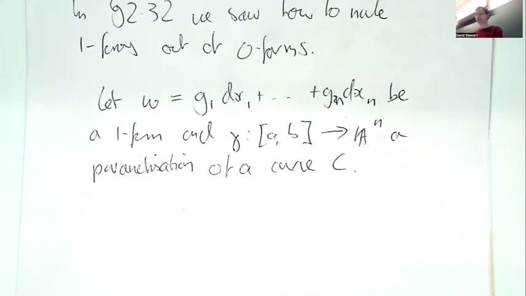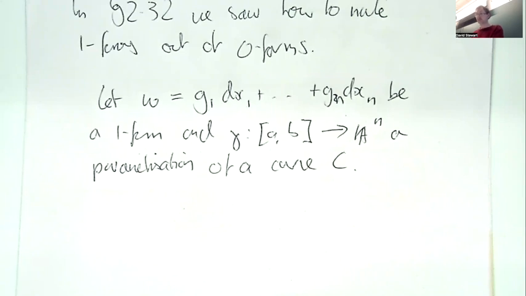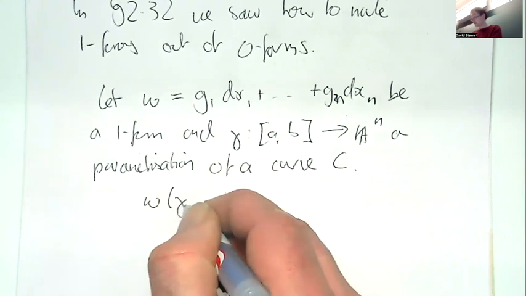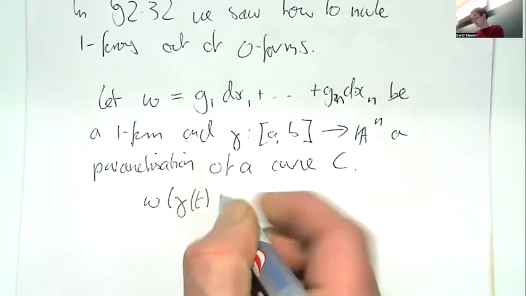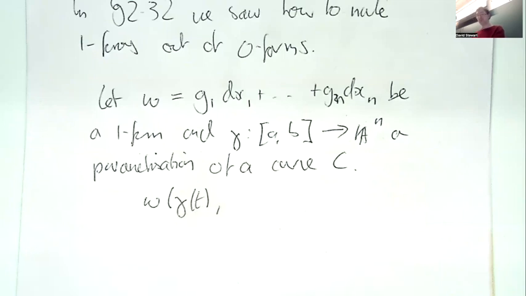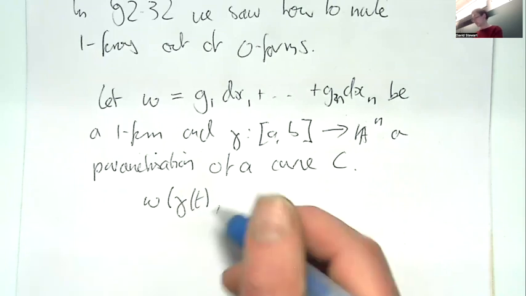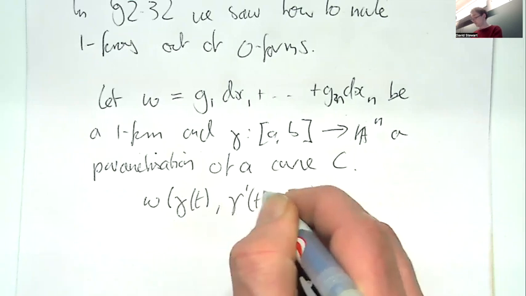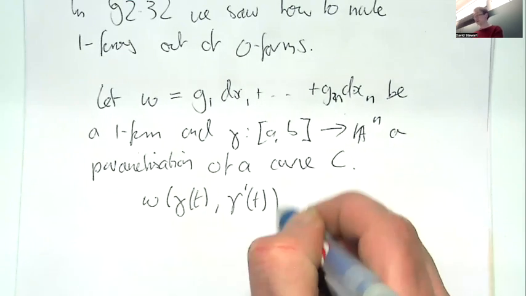So we can apply omega to the parameterization gamma by evaluating at the point gamma of t with velocity vector gamma dash of t, and then we will get something. So there's the one form. Well, you need to know what point you're at. So that's the gamma of t part, because that tells you how big the one form is at that point. And you also need to know what velocity you are going, so how fast and in what direction.